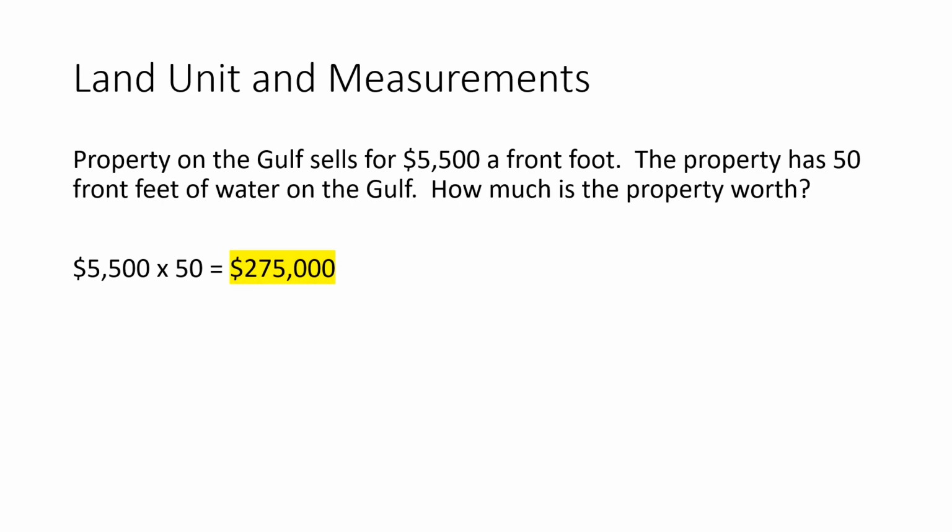Land unit and measurements. A property on the Gulf sells for $5,500 a front foot. Oof. The property has 50 front feet of water on the Gulf. How much is the property worth? 5,500 times 50 feet means it's worth $275,000.